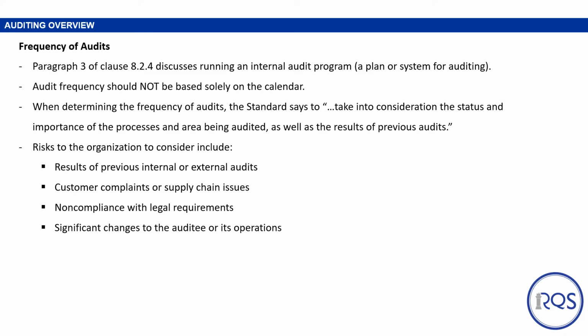Paragraph 3 of Clause 8.2.4 discusses running an internal audit program, or a plan or system for auditing. Audit frequency should not be based solely on the calendar. When determining the frequency of audits, the standard says to take into consideration the status and importance of the processes or area being audited, as well as results of previous audits. This means that higher risks should be audited more frequently than those of lower risk.